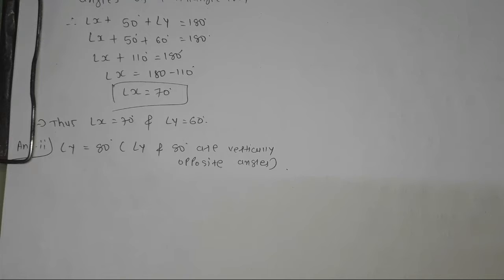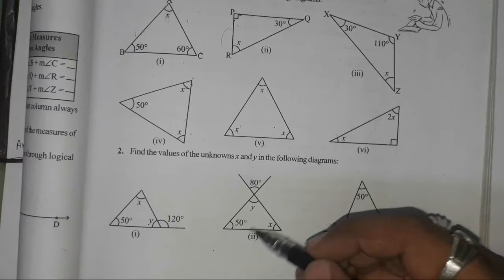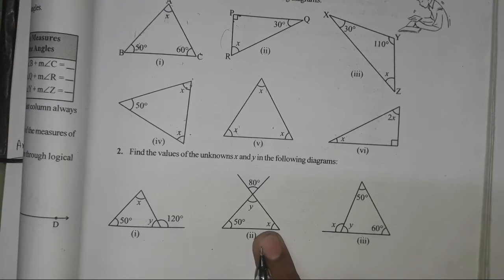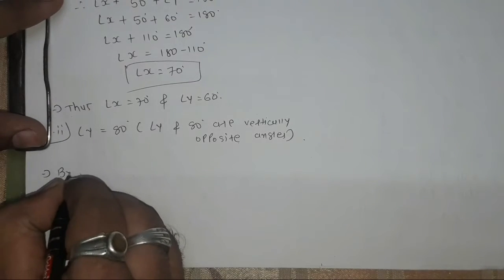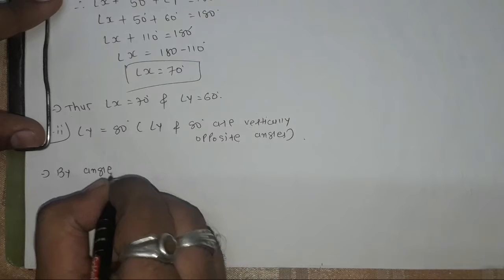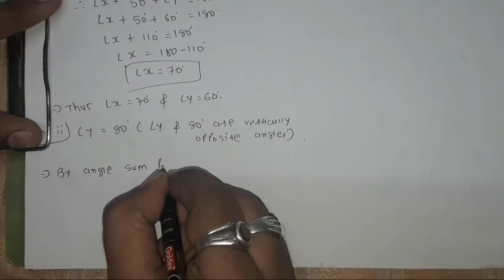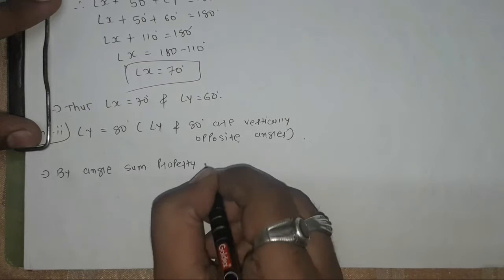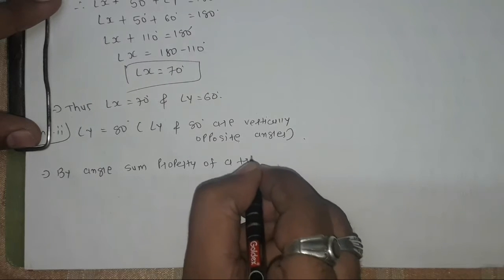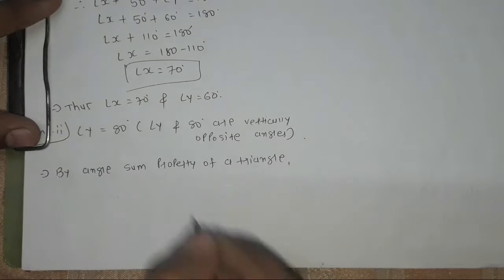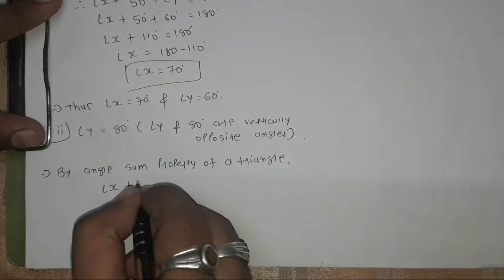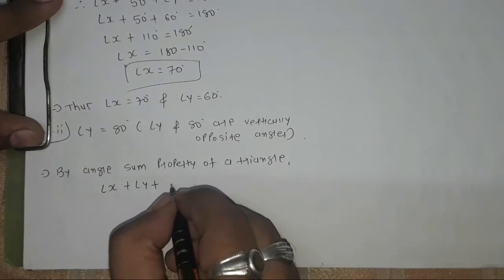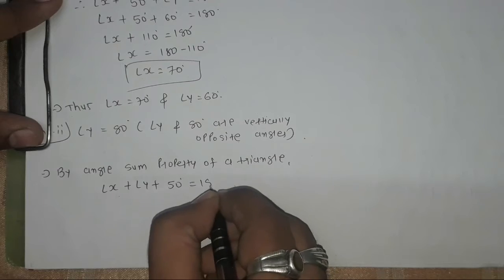Now we have to find the value of angle x. As we did in the previous sum, using the angle sum property we can find the value of angle x. For that, here I can write: by the angle sum property of a triangle, or you can also write the statement that the measure of three angles is 180 degrees, angle x plus angle y plus another angle which is given, 50 degrees, is equal to 180 degrees.